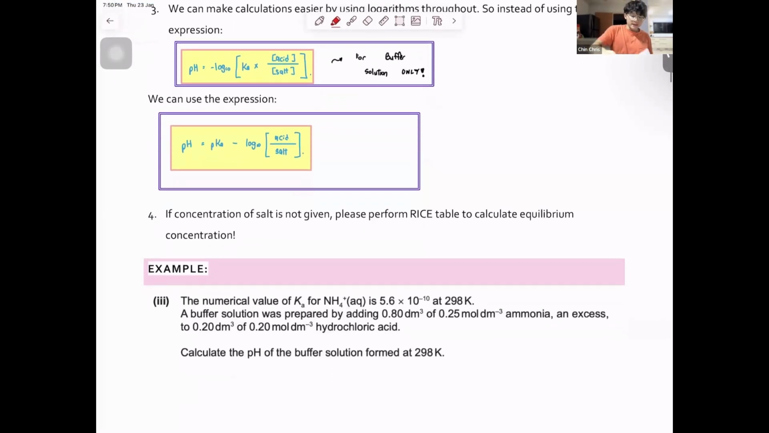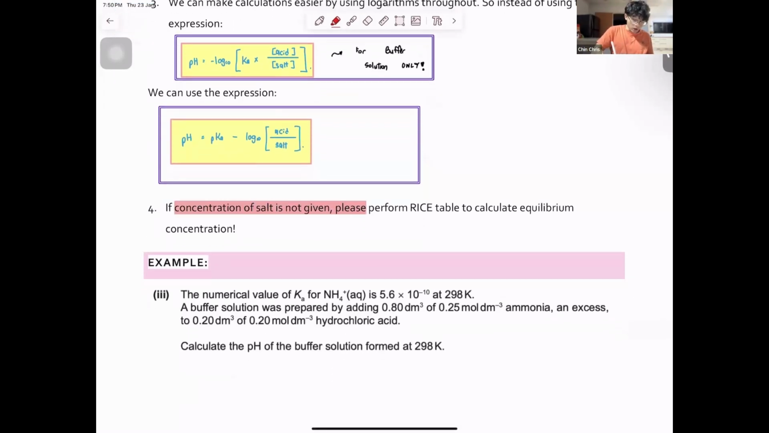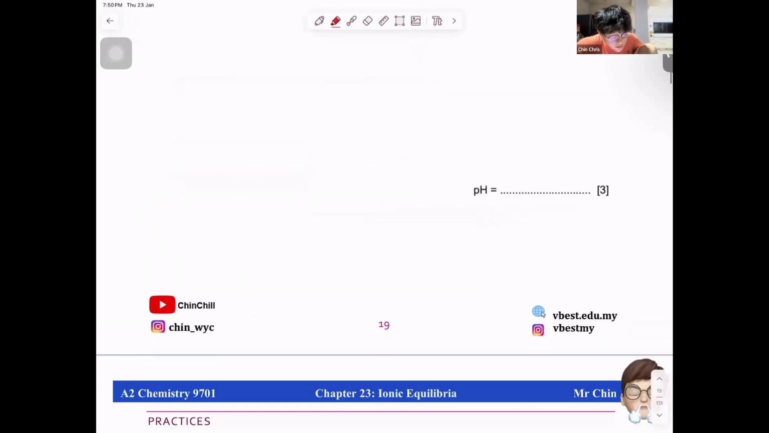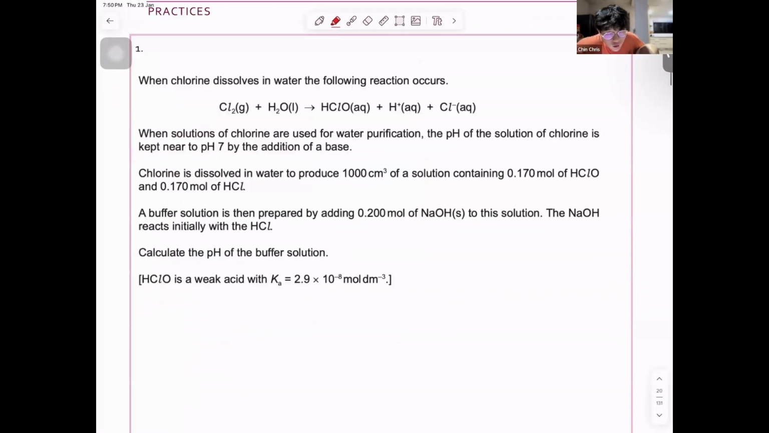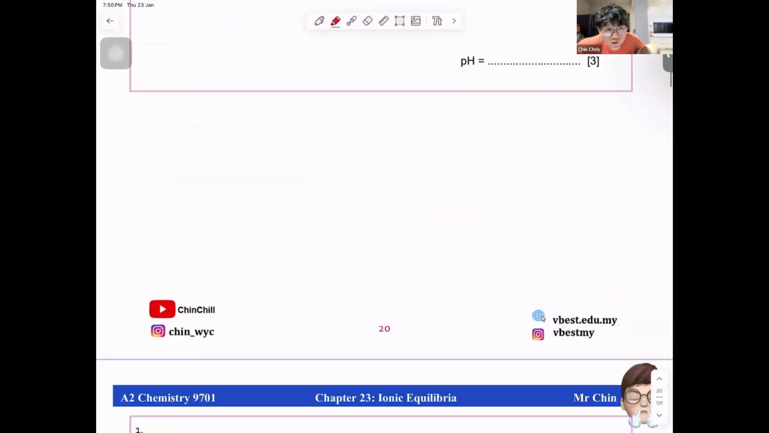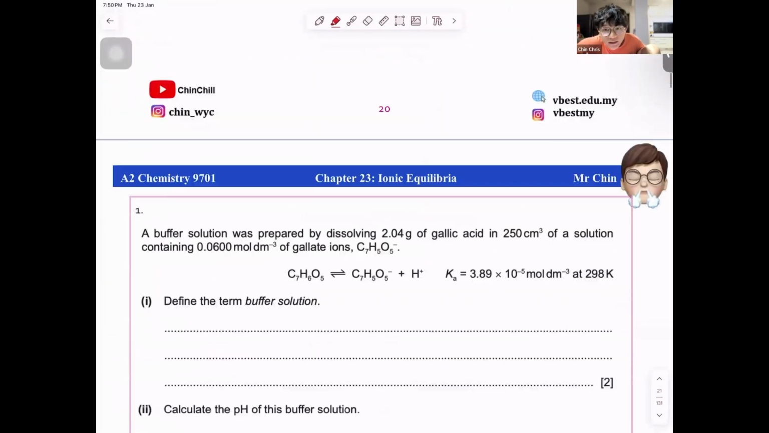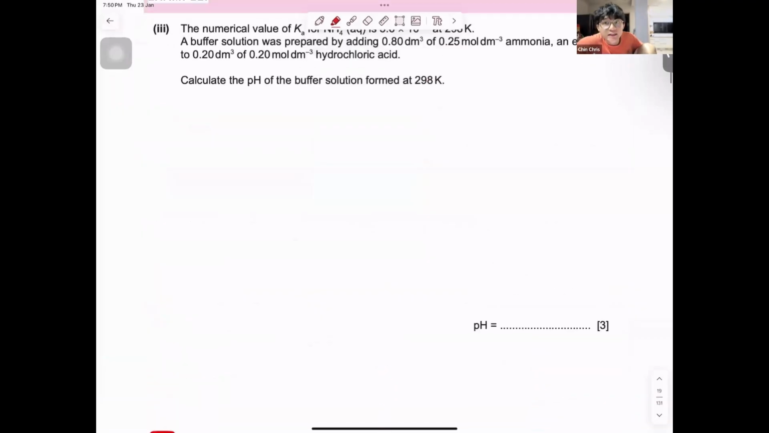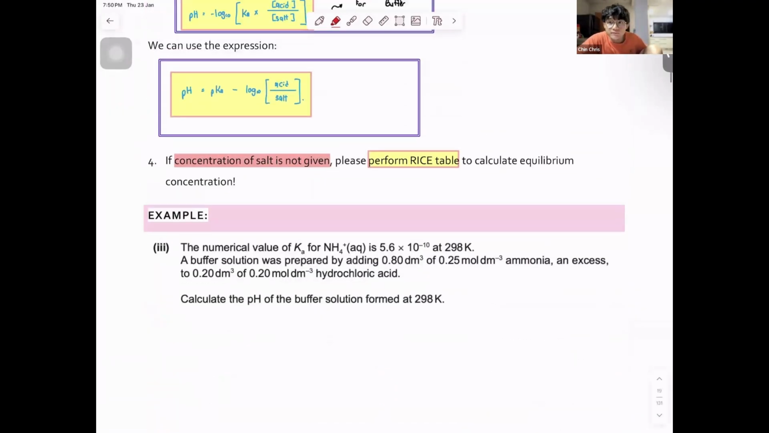Okay, highlight this word. Guys, if concentration of salt is not given, perform a RICE table. I'll show you one example of a question that requires a RICE table. Guys, I'm gonna go through it very, very slowly. Despite just being a 3-mark question, it's quite difficult.